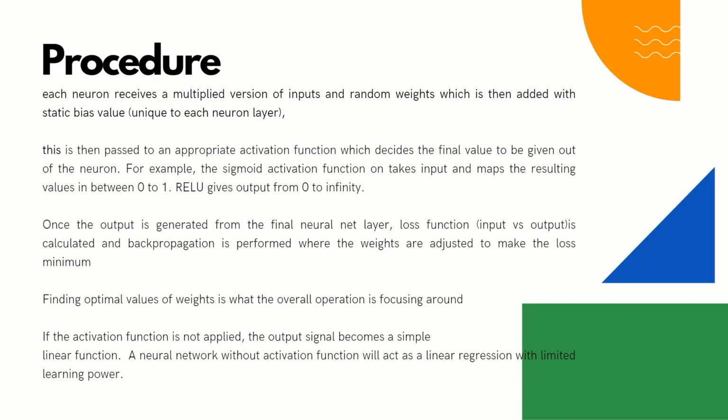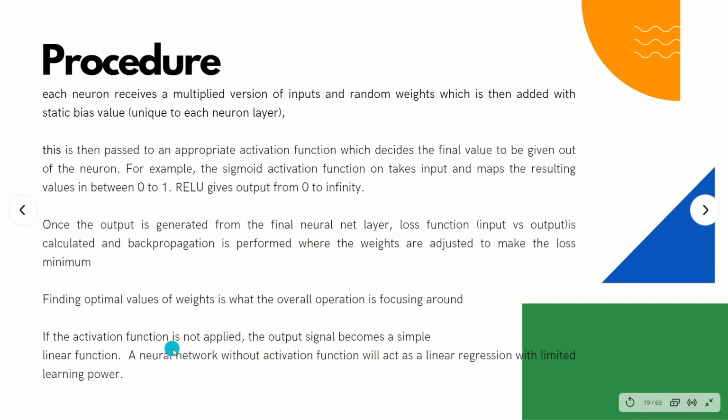So that weight adjustment is done with the help of the backward propagation by moving the data from output to the input layer in a reverse order. So finding optimal values of the weights is what the entire process of back propagation focuses on.